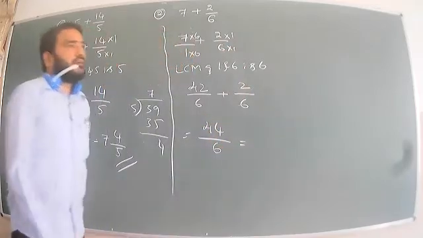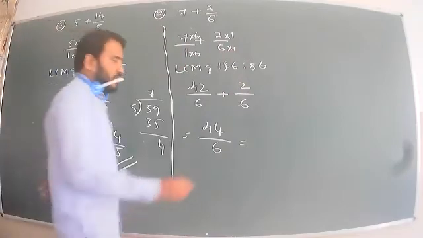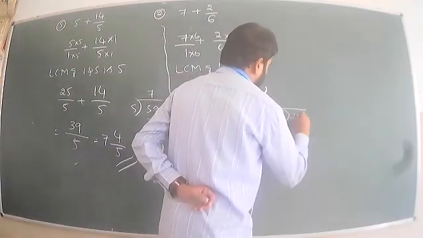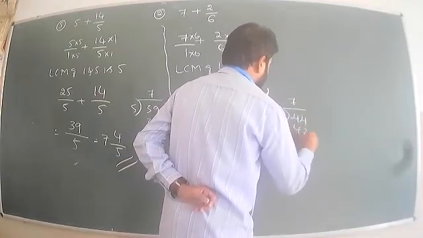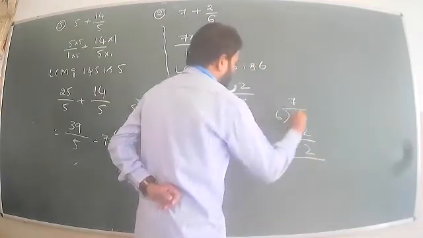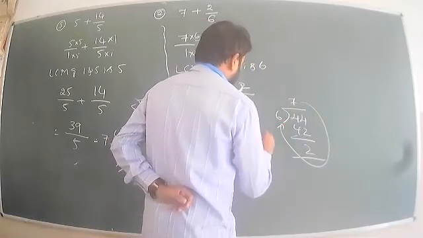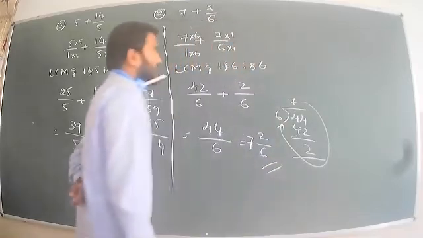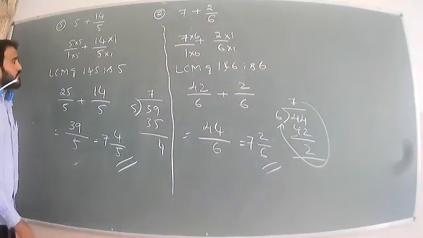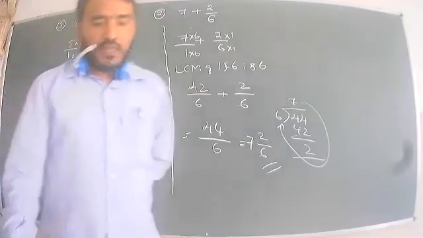It is an improper fraction. Let me convert it to a mixed fraction. 44 by 6: 6 times 7 is 42, the remainder is 2. So the whole number is 7, and the fraction is 2 by 6. That is the answer. Keep in mind, this type of question is asked in the examinations.